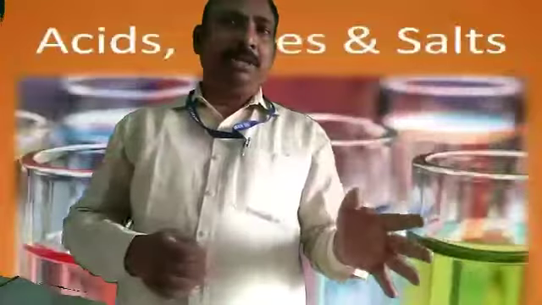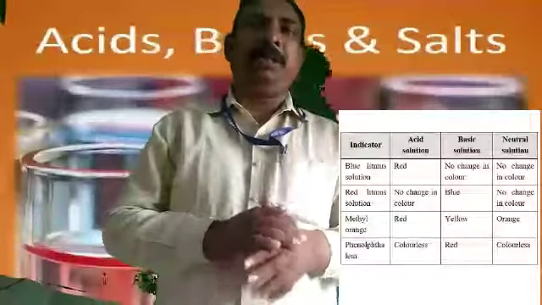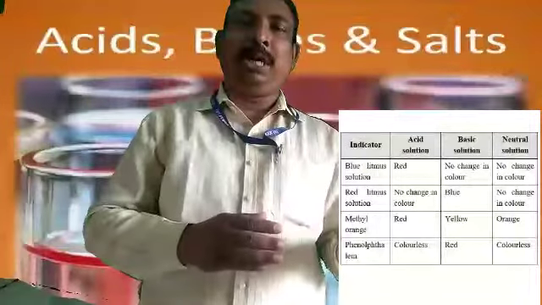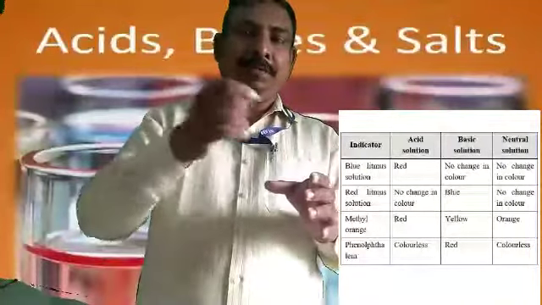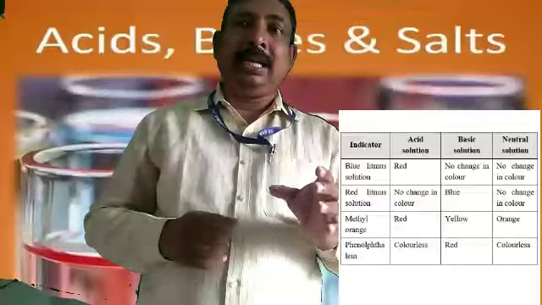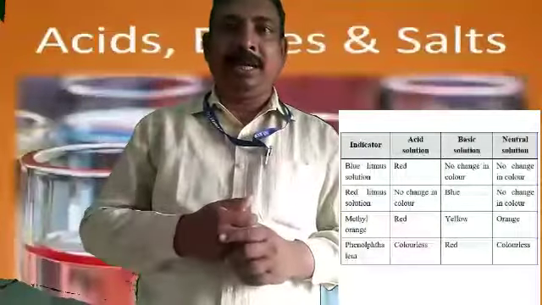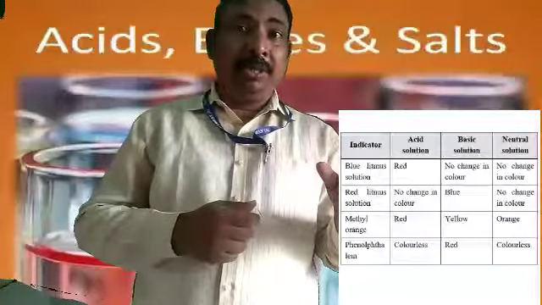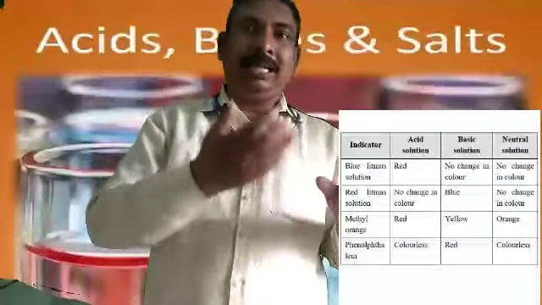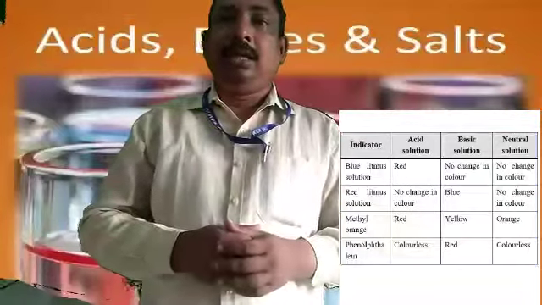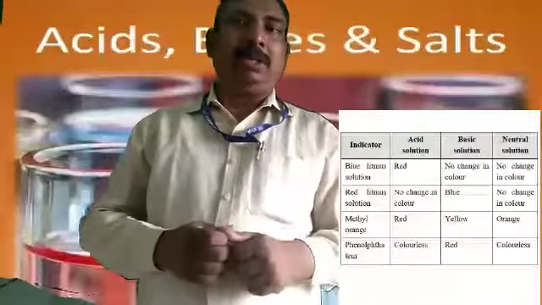Okay, litmus solution. What is that litmus solution? The blue litmus we use to test acids. This blue litmus solution, if you add a drop of acid, it turns to red color. Then that solution is said to be acid. Take red litmus solution. If you add a pinch of base, that red litmus solution turns to blue. Like litmus paper, litmus solution.